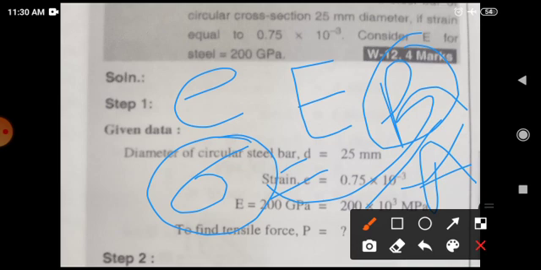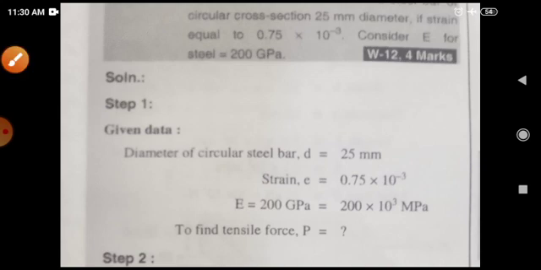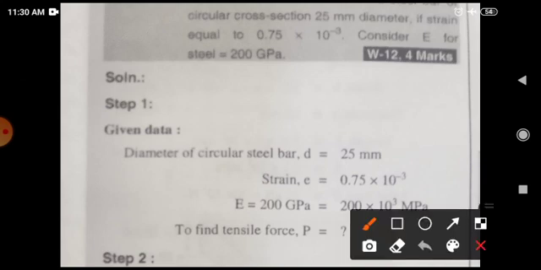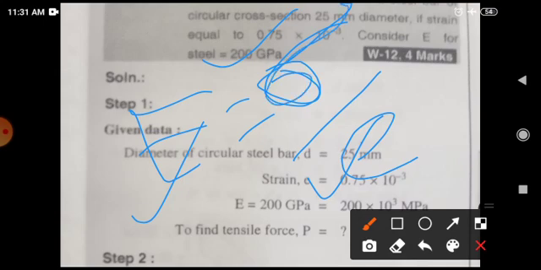Therefore, what is the relation between capital E, small e and sigma? Capital E equals sigma upon small e. Stress upon strain is the elastic constant. If the constant is tensile, or what we say Young's modulus, then Young's modulus stands for longitudinal stress to longitudinal strain. Okay, let's go for it.